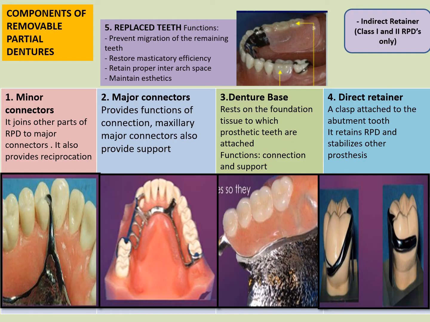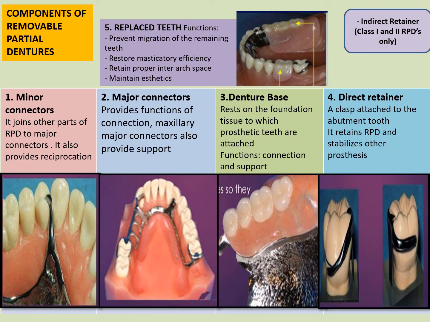Now we can see different components of the RPD, which include major connector, minor connector, direct retainer, indirect retainer, replaced teeth, and the denture base. So major connector, as we know, is connecting both sides of the arches, and it should be rigid so that any stress applied to the area of the denture can be effectively distributed over the entire supporting area. The minor connectors, which are again rigid components, connect the major connector to other components of the RPD, like direct retainer and indirect retainer.